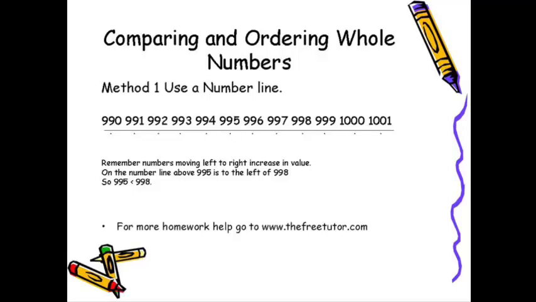As you can see here in this picture, we have our number line set up, and the number line goes from 990 all the way to 1001. Now, typically, as numbers move from left to right on a number line, they increase in value. In other words, the number furthest to the left on the number line is small in value. The number furthest to the right on a number line is greater in value. So again, remember, numbers moving from left to right increase in value.